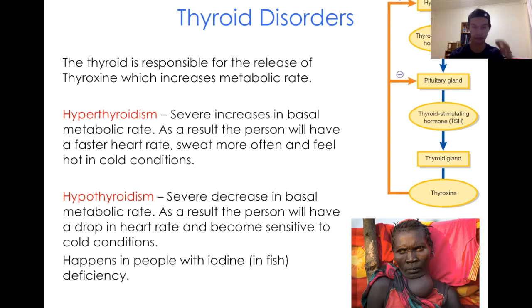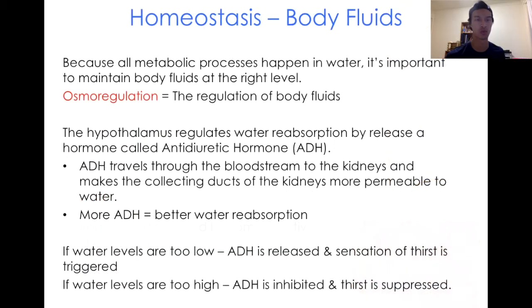So often hypothyroidism will happen when people are deficient in iodine, which is the kind of stuff you get in fish, or perhaps if you have a severe swelling of the thyroid gland, often called a goiter. And what that means is the person experiences hyperthyroidism or hypothyroidism because their thyroid gland isn't working properly or is working overtime as a result of that.